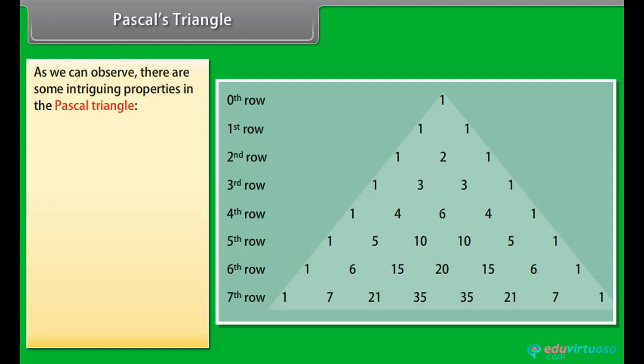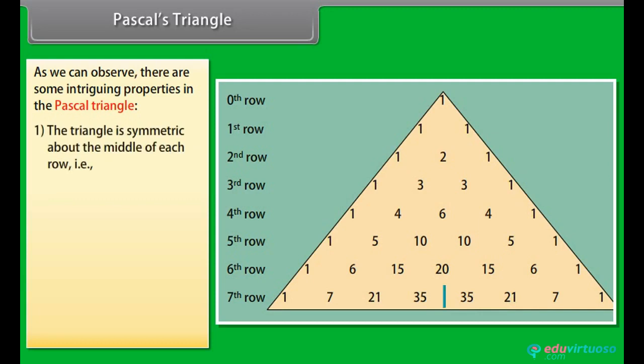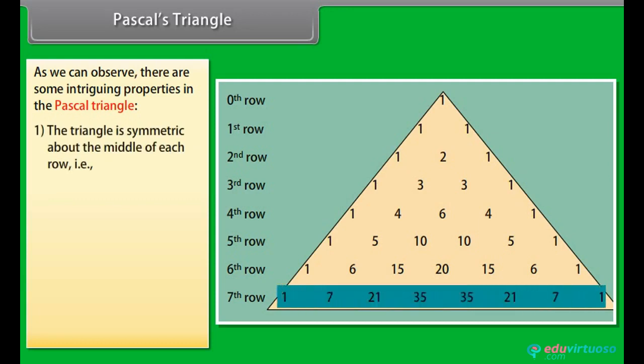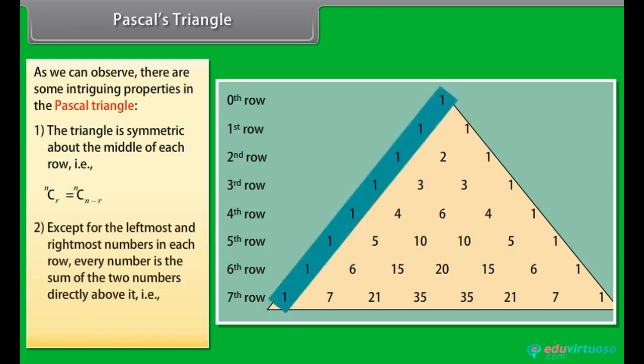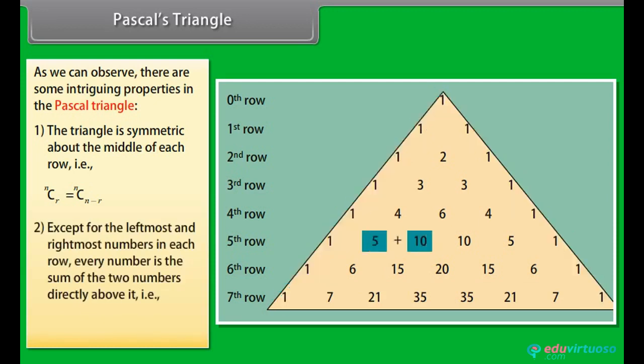As we can observe, there are some intriguing properties in Pascal's triangle. The triangle is symmetric about the middle of each row, that is, nCr is equal to nC(n−r). Except for the leftmost and rightmost numbers in each row, every number is the sum of the two numbers directly above it, that is, nCr is equal to (n−1)C(r−1) plus (n−1)Cr.